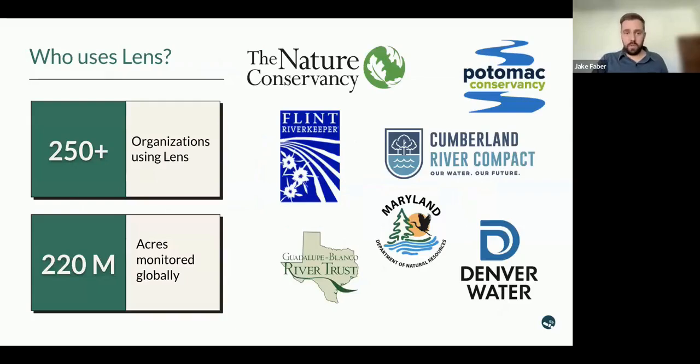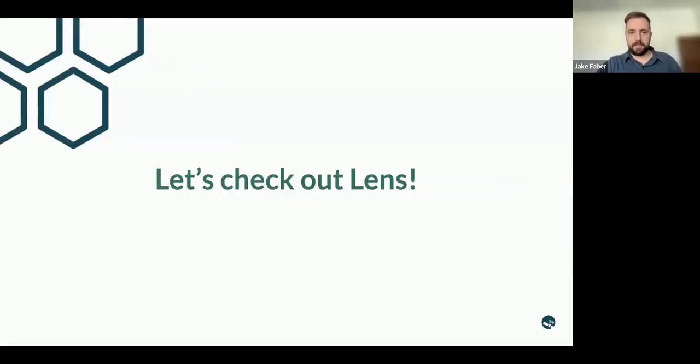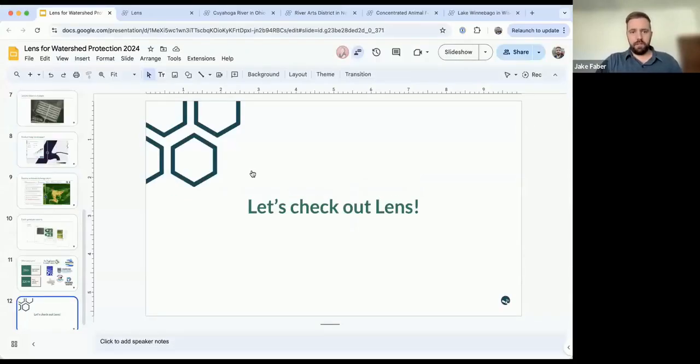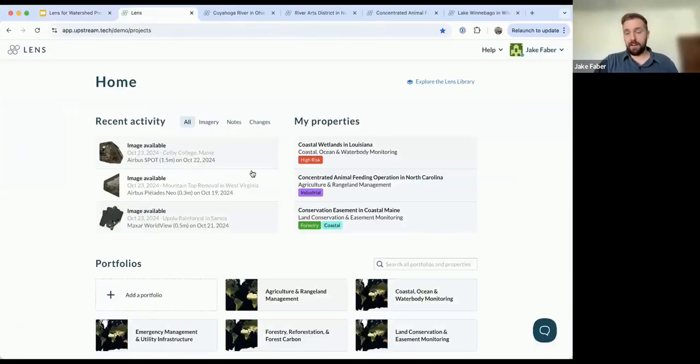To give you an idea of who has been using Lens to do this kind of work, we have about 250 organizations that we work with today. A couple of folks on the screen that you may be familiar with. And overall, we have about 220 million acres that are being monitored in Lens globally right now, which we're really excited to see. So with that, let's hop over to actually take a look at some examples here. So I pulled up a few for us to start with that are going to speak to different issues like the ones that we were mentioning at the top here.